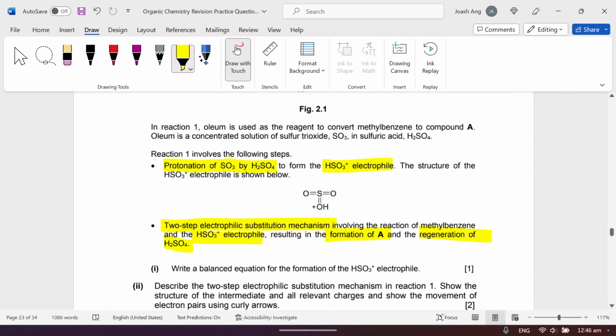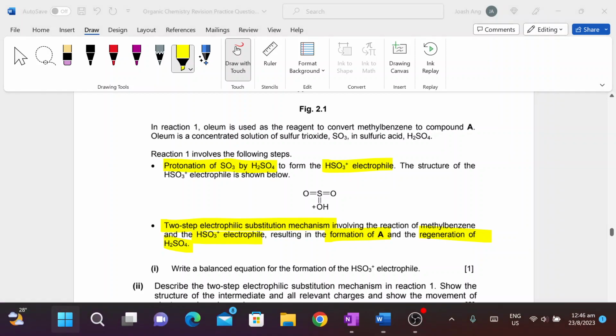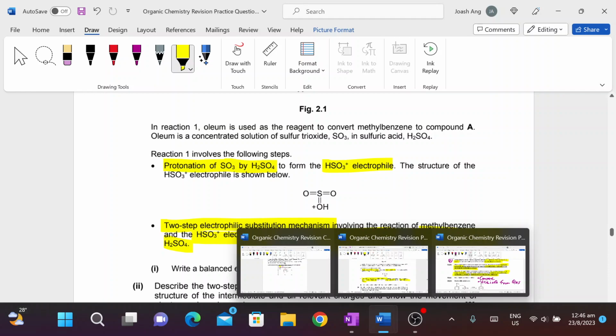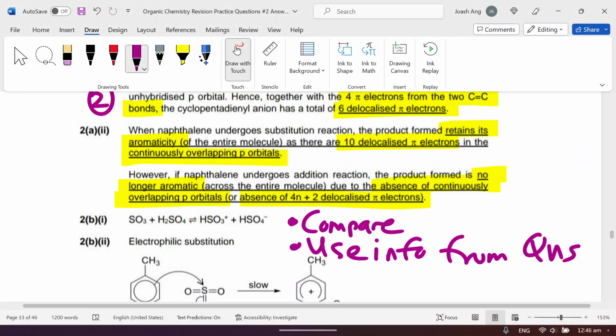So form a balanced equation for the formation of HSO3+. So SO3 plus H2SO4, and it will give you HSO3+ and HSO4-. So just play around with the atoms and it will give you this answer. Okay? Give a reversible arrow also because you're forming the electrophile. Usually the first step of an electrophilic substitution, we will represent it with a reversible arrow.